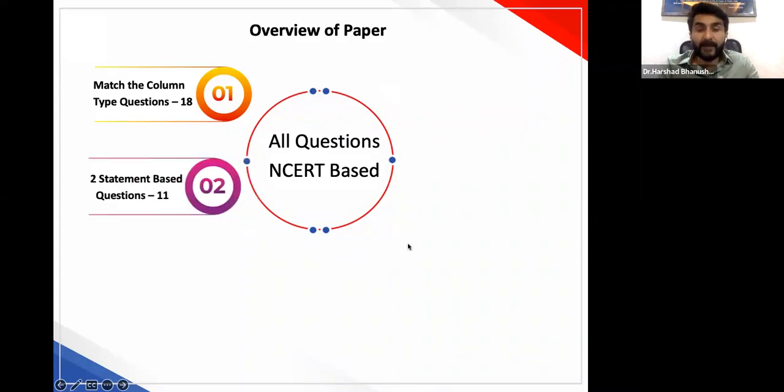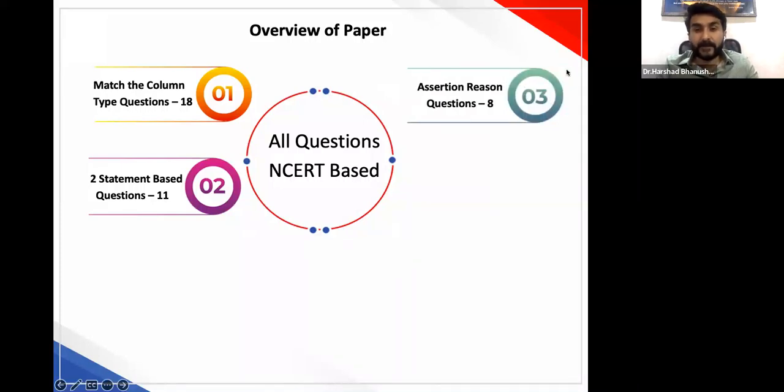You had 11 questions which were statement 1, statement 2 based. That means there were 11 questions in which they had given 2 statements, and they told you to find out which is the correct statement, whether both the statements are correct, whether both the statements are incorrect, and so on and so forth. There were assertion reason-based questions, which were 8 in number. So 8 questions were assertion reason-based, which is greater than what was asked last year. If I'm not wrong, last year you had around 3 assertion reason-based questions. This time they had 8.